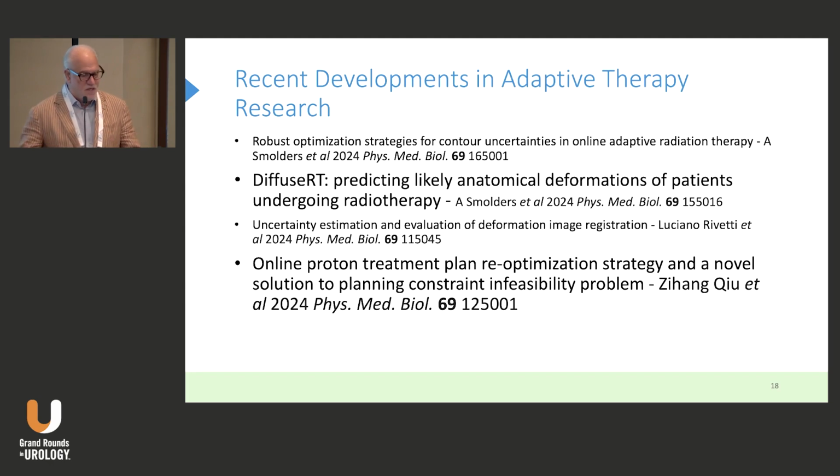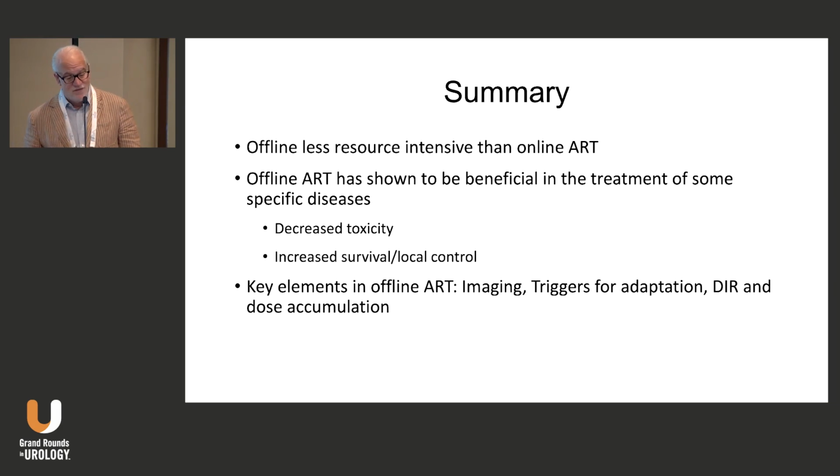So here are just some studies, again, mostly physics studies: robust optimization strategies for contour uncertainties. It's even hard to read for me. Diffuse RT predicting likely anatomical deformations. Again, you have to know what deformations mean. It's in a lot of the literature here, undergoing radiotherapy. You can use this in proton therapy. So again, a lot of work. It's keeping a lot of physicists and PhD physicists really excited and busy looking at this.